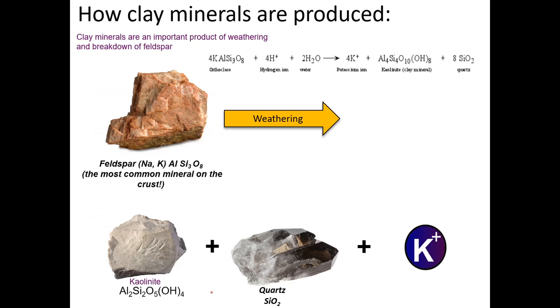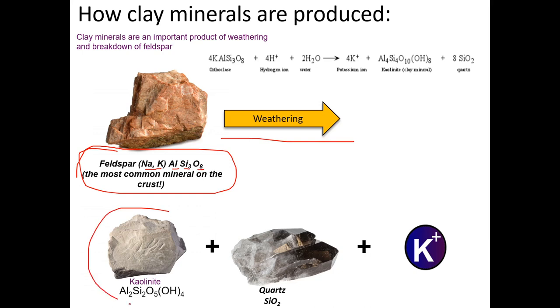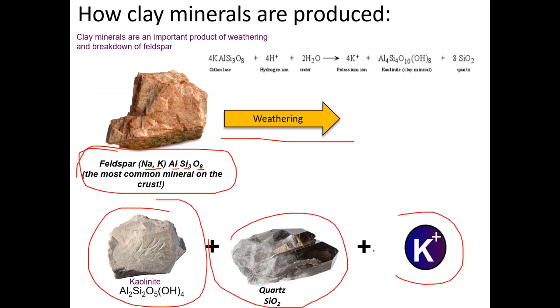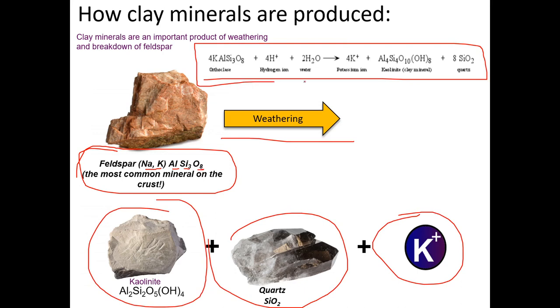Okay. So clay minerals, by the way, I want to talk a little bit about how clay minerals are produced. Clay minerals are produced by the breakdown of feldspar. Feldspar, remember, is the most common mineral in the crust, right? It's made of sodium or potassium aluminum Si3O8. When it weathers, it forms clay minerals like kaolinite plus quartz plus potassium ions. Okay, so there's a good reaction showing you where those clay minerals come from.